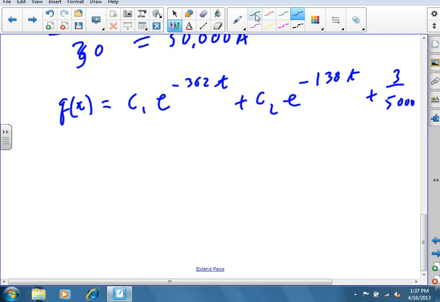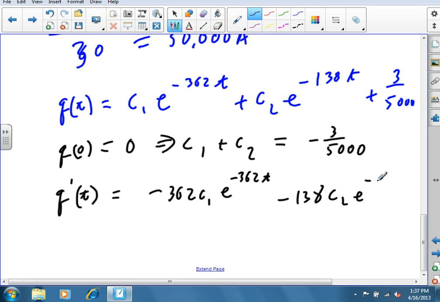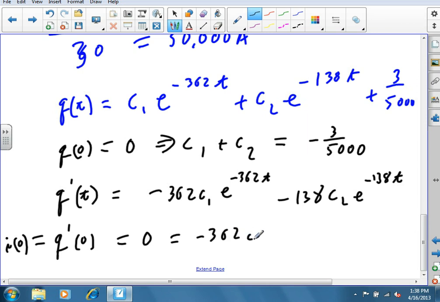Now applying the initial conditions, q at 0 is 0, which implies c1 plus c2 has to equal minus 3 over 5,000. q prime of t is minus 362 c1 e to the minus 362t minus 138 c2 e to the minus 138t plus 0. q prime at 0, which is also i at 0 in case anybody's wondering, is equal to 0, which is equal to minus 362 c1 minus 138 c2.